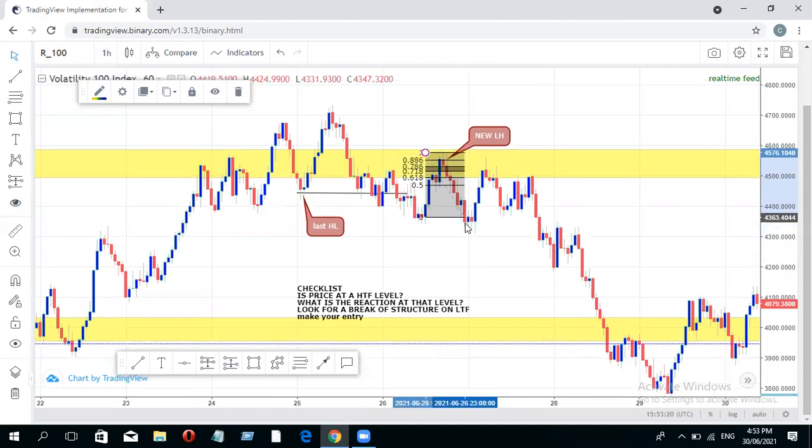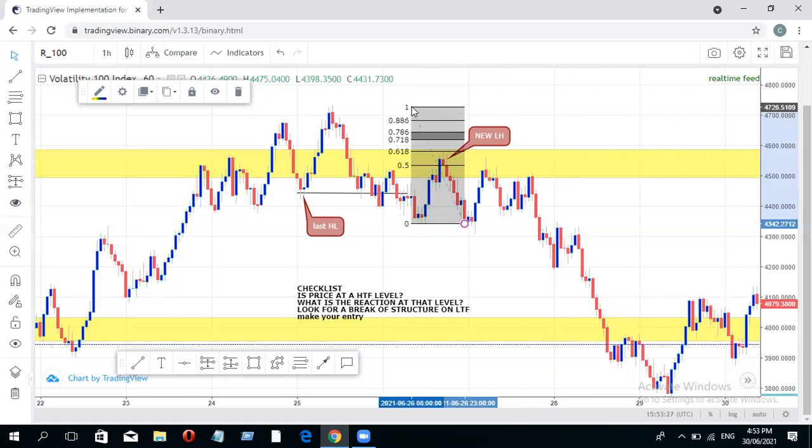Okay. This was the point. Then we have taken it to this point here. This was the swing high that broke structure. So you can see clearly that the market came to the 61.8. This is how to use your Fibonacci to catch your sniper.